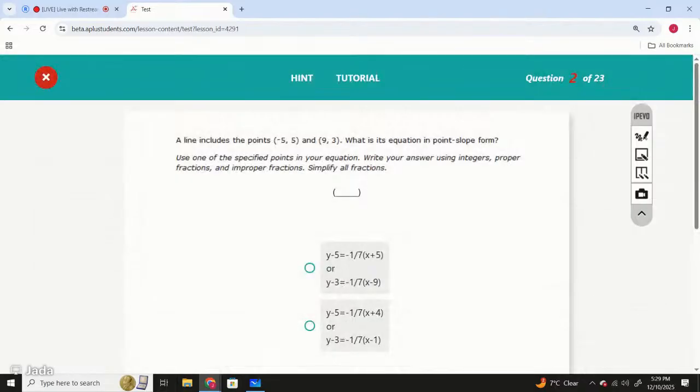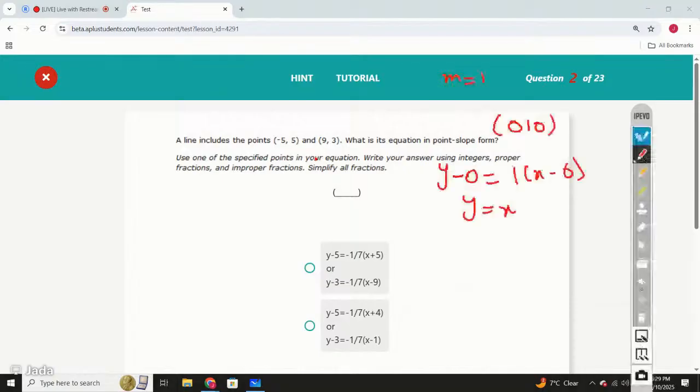A line includes the points negative 5, 5 and 9, 3. What is its equation in slope intercept form? So we have 2 points given. We need to find the equation in point slope form, but we are not given the slope. First thing we need to calculate is the slope from these 2 points.